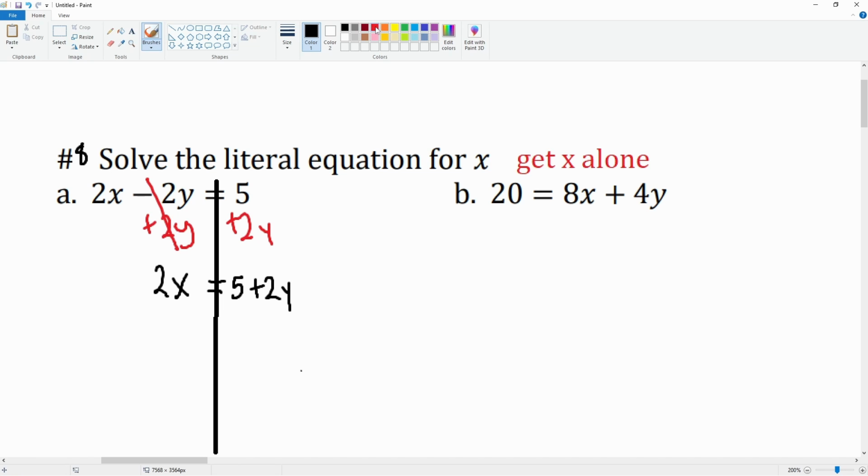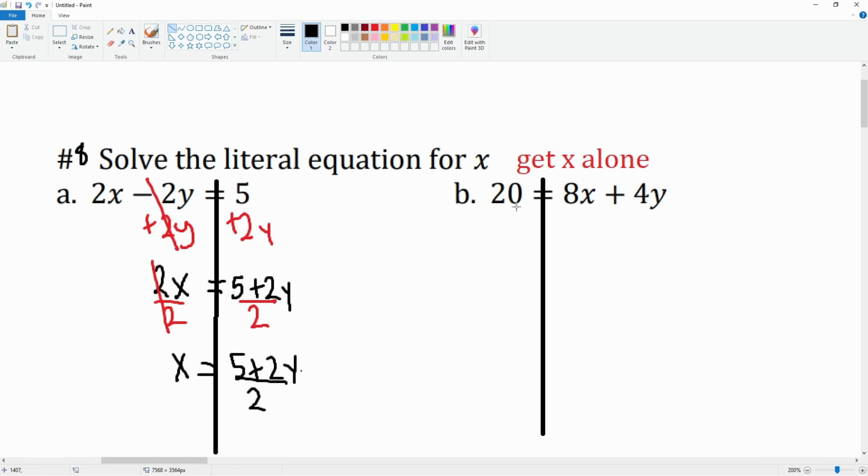Now we want to divide both sides by 2. Notice the 2 on top and the 2 on the bottom will cancel because 2 over 2 is just 1, leaving you with x equals 5 plus 2y divided by 2. Let's look at b now.